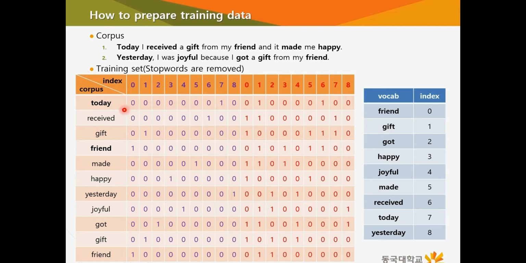So let's take two examples. In the case of "today", the vector representation is denoted 1 at position 7, but 0 for all other positions. It is because if you look at the vocabulary, the word "today" is at index 7. So to represent the word "today" in vector space, you denote position 7 as 1, but 0 for all the rest of the positions.